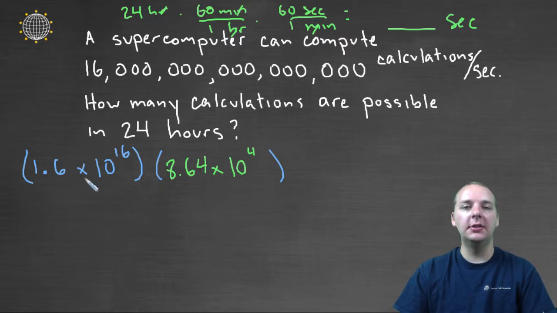So really I have to multiply these two quantities together. This many calculations every second times this many seconds would give me the total number of calculations. So if you remember how to multiply in scientific notation, if you wanted to do this manually, you could take 1.6 times 8.64, that would be your leading number, times 10 to the 20th, because that's 10 to the 16th times 10 to the 4th, where you add the exponents. But I think I'm just going to let the calculator do all the work.